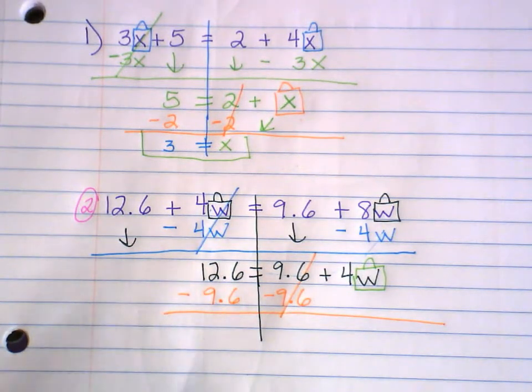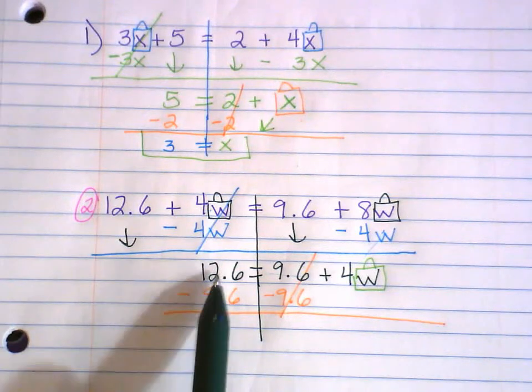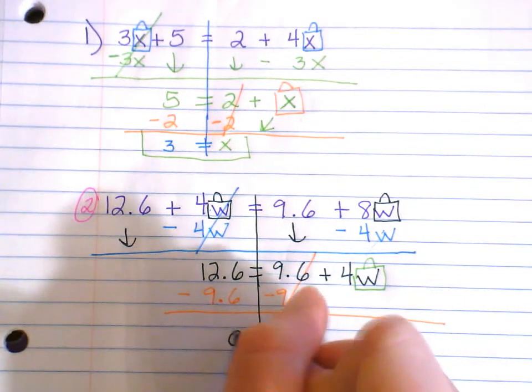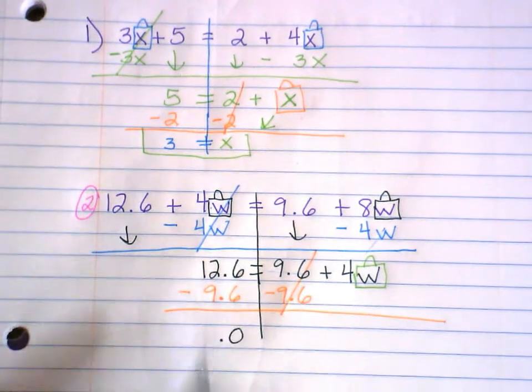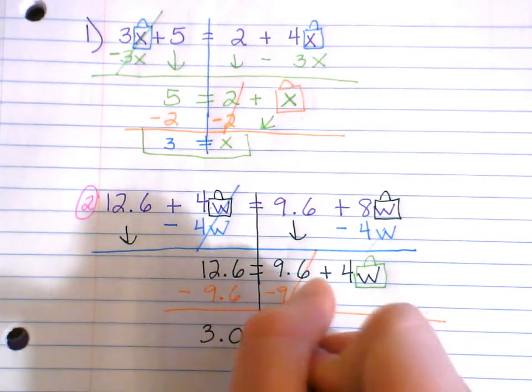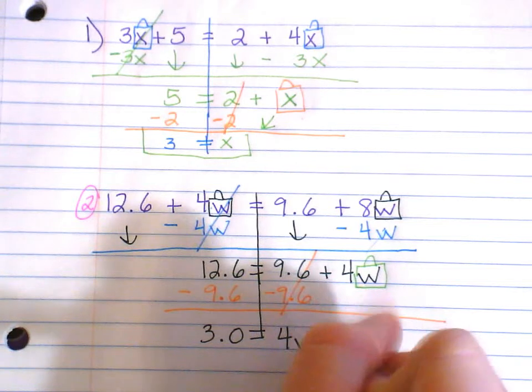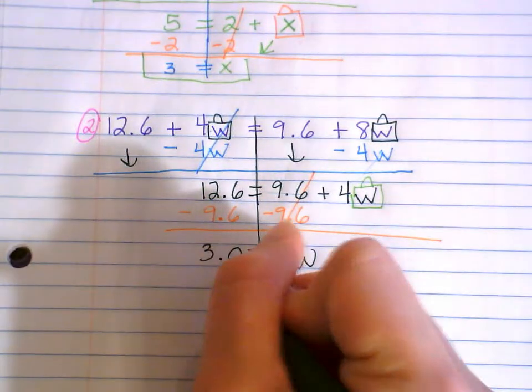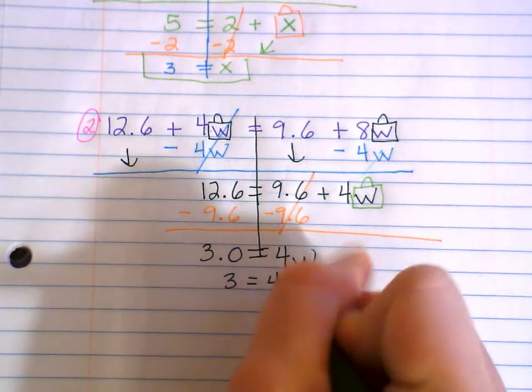12.6 minus 9.6, I lined up my decimals when you add or subtract with decimals. 6 minus 6, 0. 12 minus 9 is 3. So 3.0 equals 4w. That's the same as 3 equals 4w. So I'm just going to rewrite it because I don't like the 0.0.